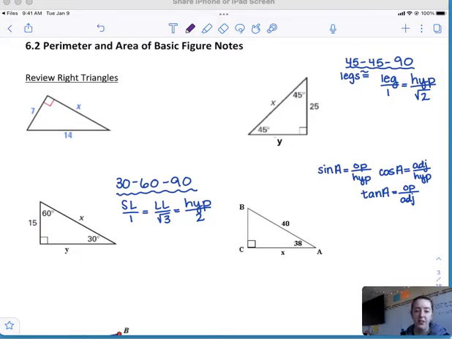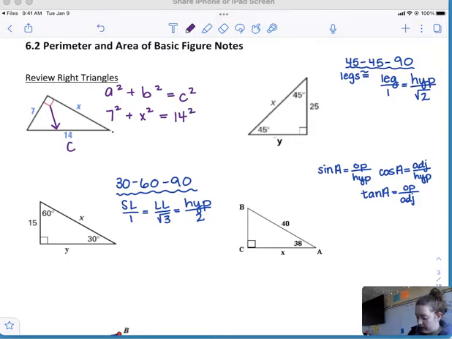So if we have two sides of a right triangle like we do in that first one, we're going to use the Pythagorean Theorem. Remember that the Pythagorean Theorem is a squared plus b squared equals c squared, where c has to be the hypotenuse, so across from the right angle, that has to be c. So we'll take those other two sides. We got 7 squared plus x squared equals 14 squared.